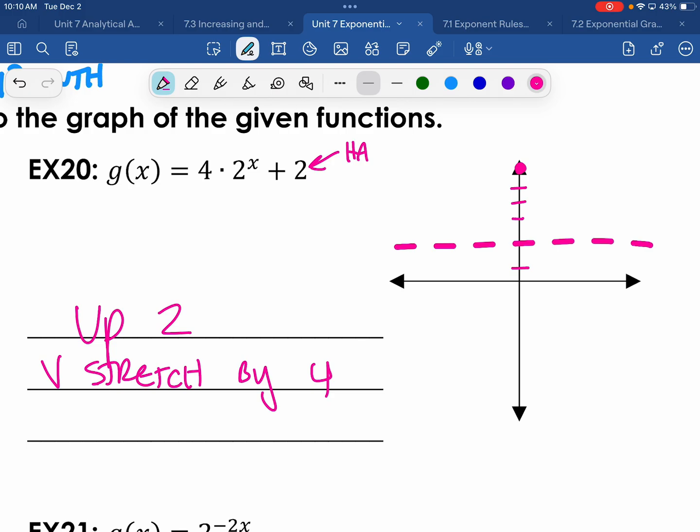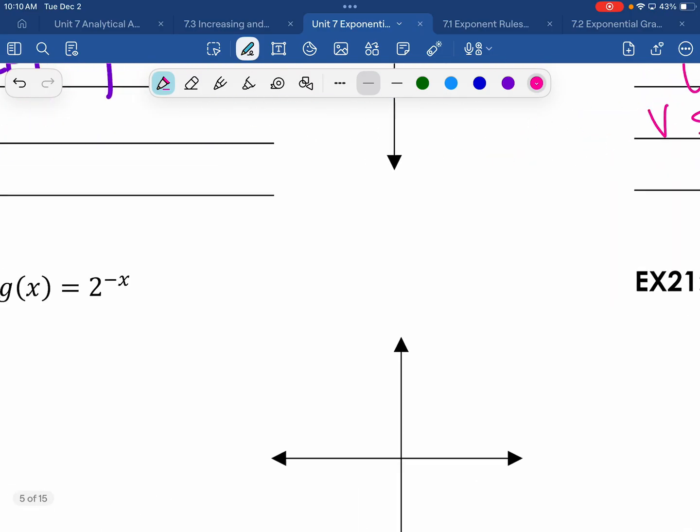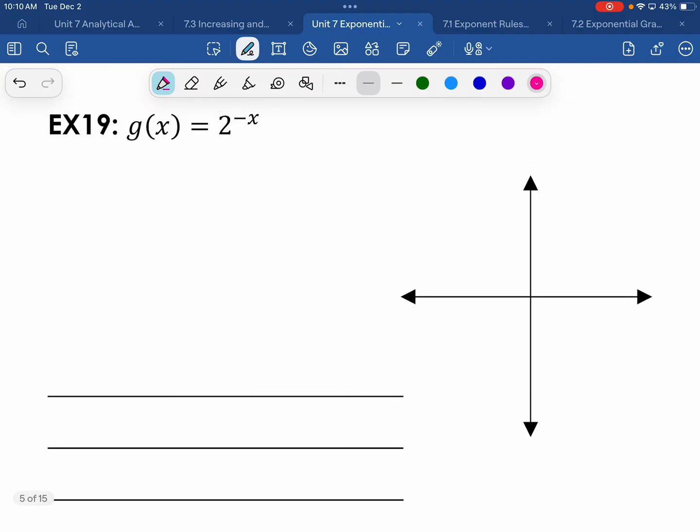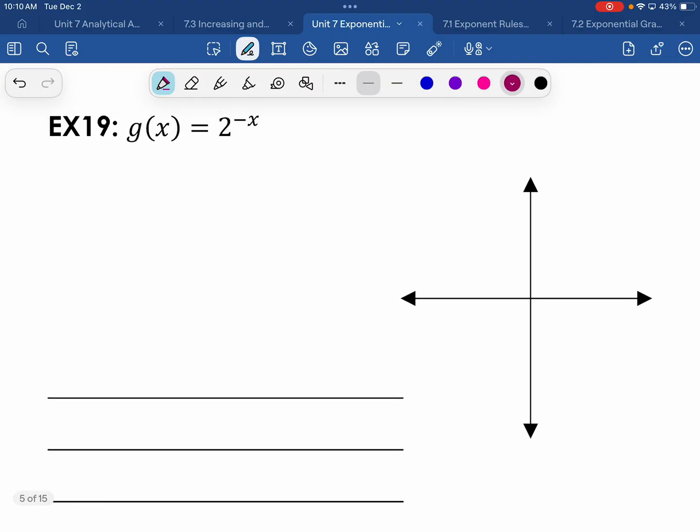And then this one here is a growth, so we're going to start near the asymptote and we'll move away. Is that okay? All right, go down to 19. Where's your asymptote at on 19? 0. At 0.